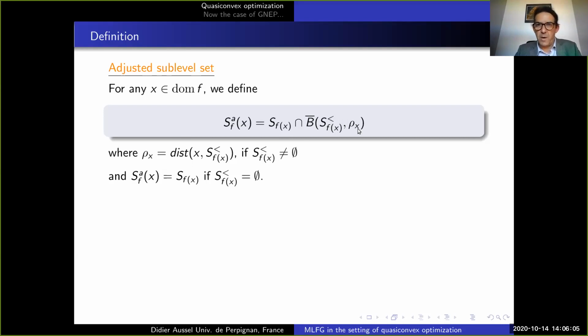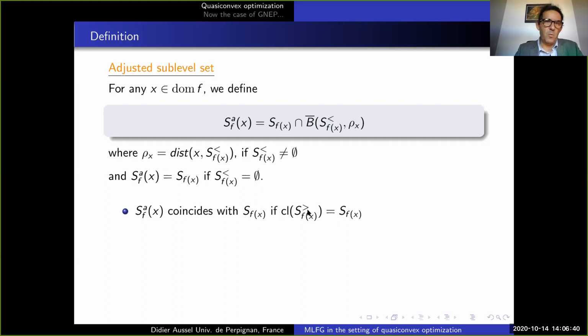What is rho x? Well, simply rho x is the distance between the point you consider and the strict sublevel set. Because, of course, usually, if you are in a flat part, for example, then you don't touch the strict sublevel set. So one thing is that this adjusted sublevel set coincides with the classical one as soon as the closure of the strict sublevel set is the large sublevel set. For example, when a function is semi-strictly quasi-convex.